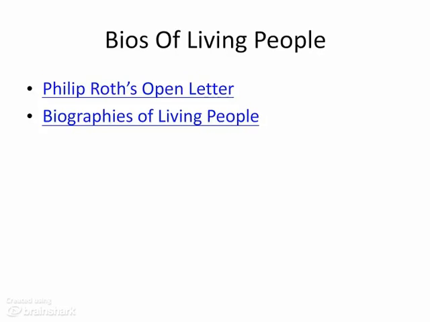The biography of living people policy is really specific about what's allowed and what isn't allowed because of problems that Wikipedia has had in the past. Well, the most recent issue that's come up with this is Philip Roth, who wanted to make sure there were some edits and corrections in one of his articles about a book he had written.